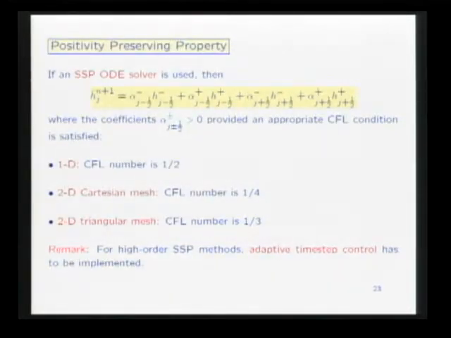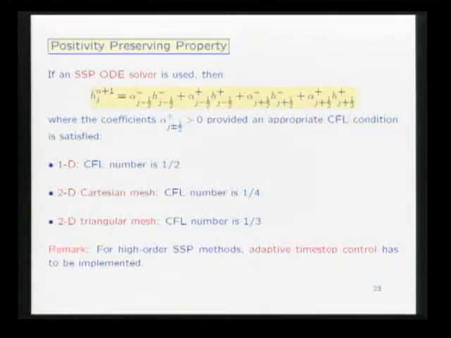Okay, so after these three steps are made, what we can prove is that if the SSP ODE solver, the strong stability preserving ODE solver, is used, then the new water height will be a linear combination of the reconstructed water heights. All reconstructed water heights are non-negative, and the coefficients alpha will also be non-negative, even positive, if an appropriate CFL condition is satisfied. And in 1D, the CFL number is 1/2, which is the same number as for central schemes. For 2D, it reduces in the Cartesian case to 1/4, and in the triangular mesh to 1/3.